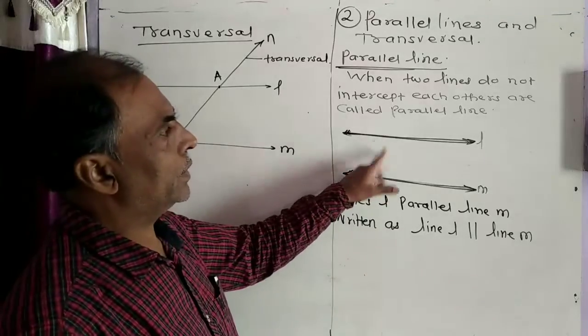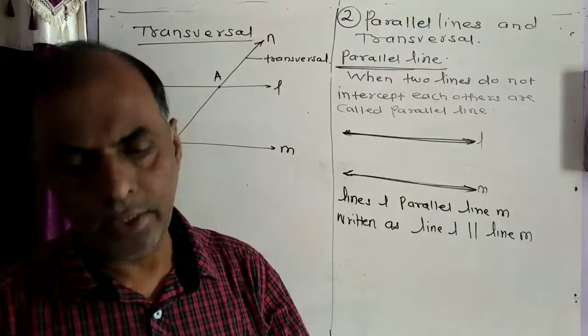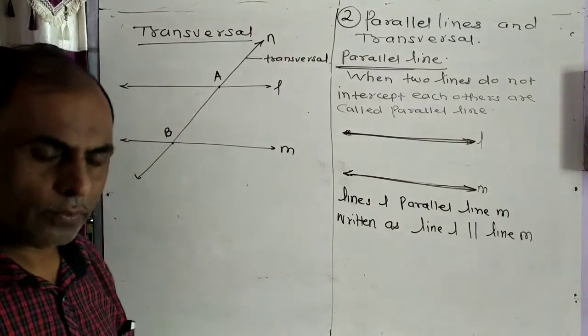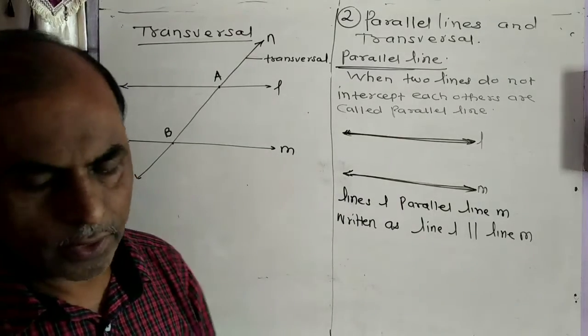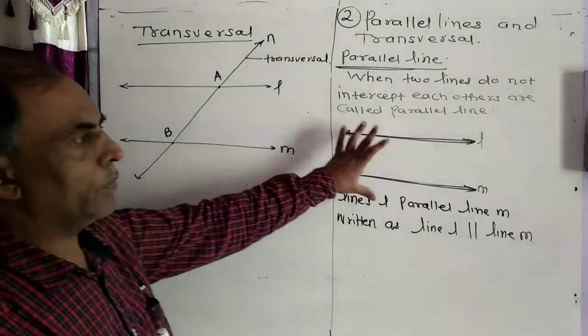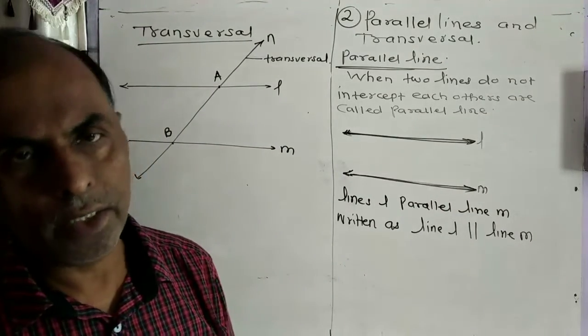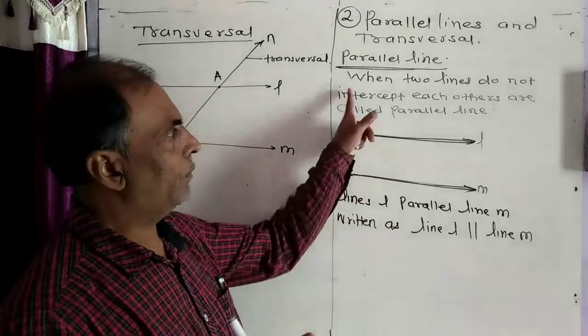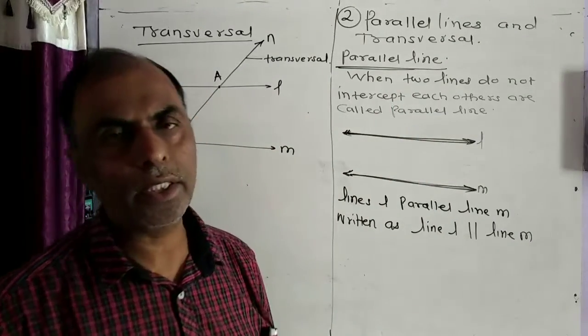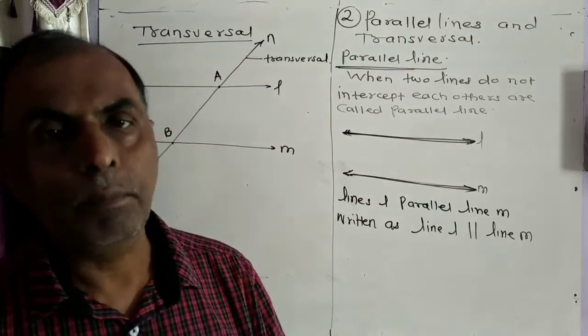Then such lines are called parallel lines, and we have written the definition also in the PDF. The lines in the same plane which do not intersect each other are called parallel lines. So this is the definition of parallel lines.